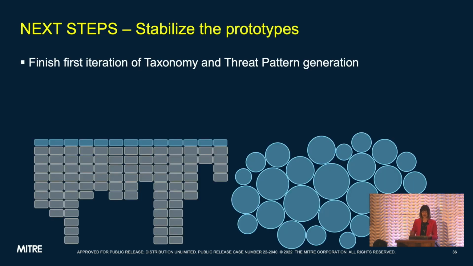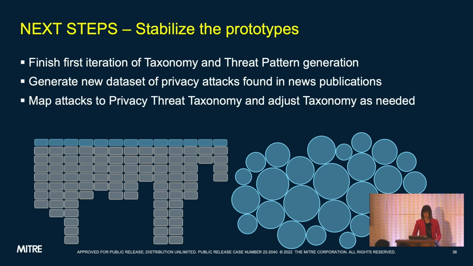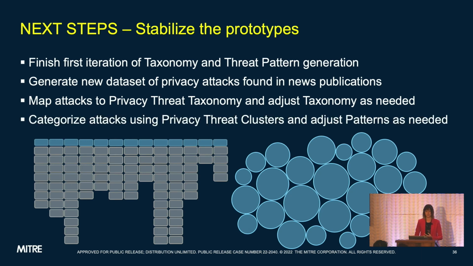So what's up next? We're going to finish the first iteration of the taxonomy and the threat pattern generation. We're generating a new data set, not FTC and FCC cases, but out of news publications. We are going to map that new data set to our prototypes, and we are going to adjust and stabilize them with this new data set of not just things that actually violate the law in the United States, but things that cause privacy harm outside of things that violate the law.